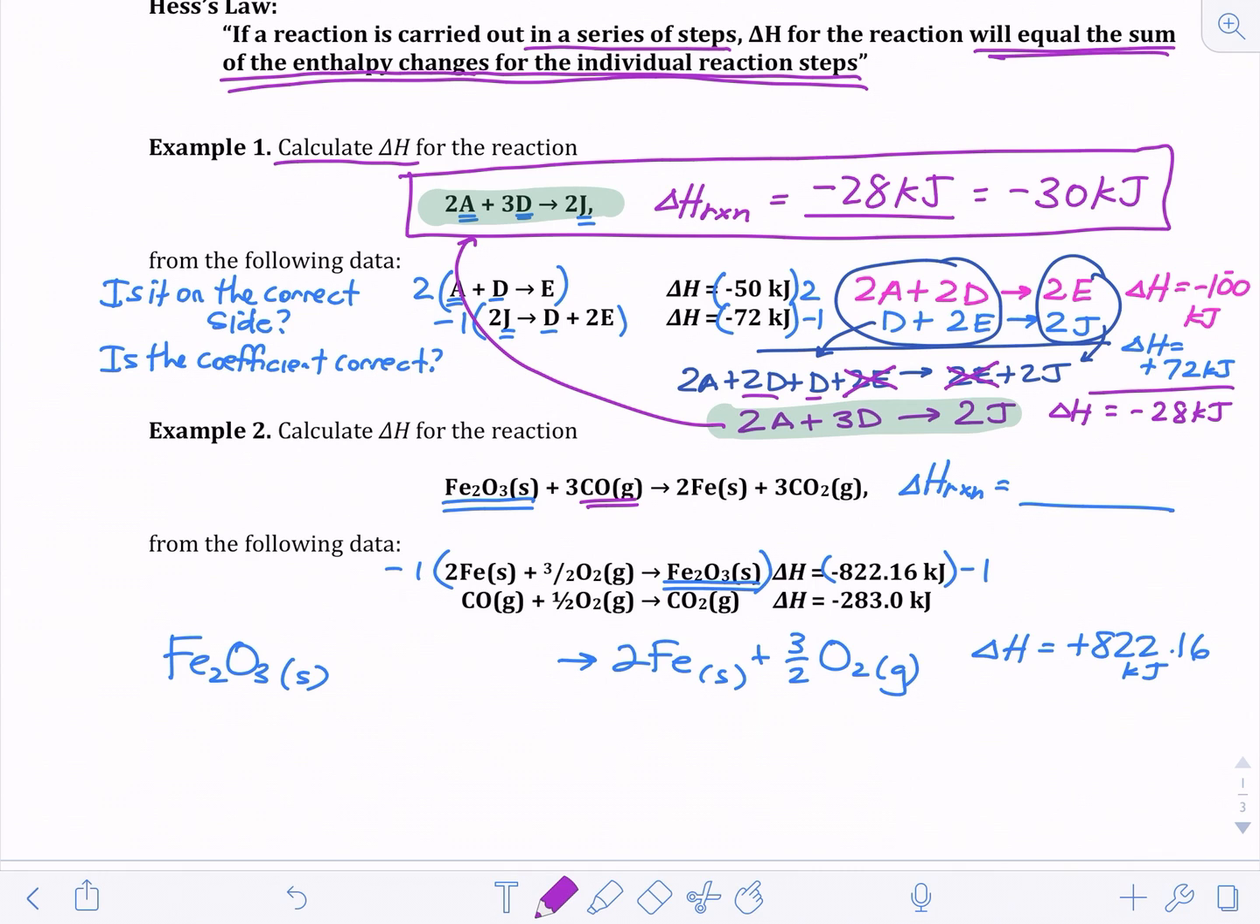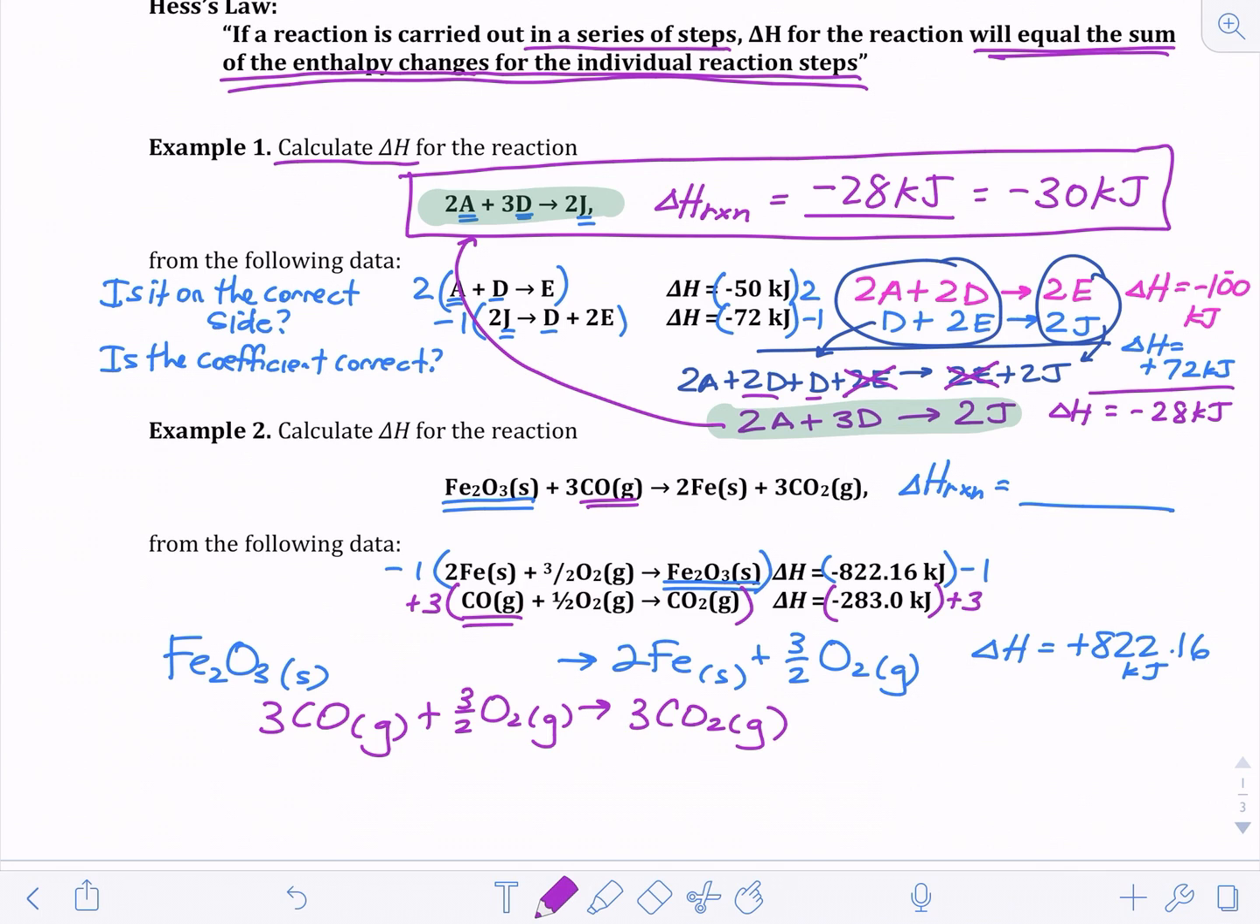Now I'm going to look for the CO as a gas, not in the first one. I see it in the second one. Is it on the correct side? Yes. Does it have the correct coefficient? No. I need to multiply it by a factor of 3 in order to get the correct coefficient. So I'm going to rewrite it as I multiplied it. 3 COs plus 1/2, oh, not 1/2, 3/2 O2 goes to 3 CO2s. Now I've used both reactions.